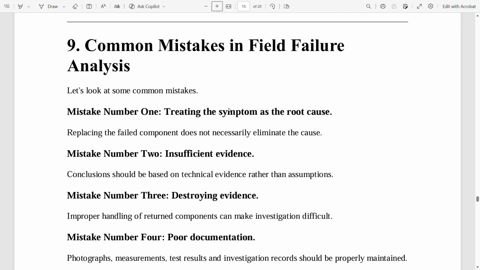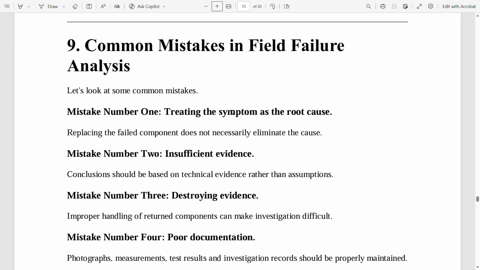Now next is common mistakes in field failure analysis. Ninth, let's look at some common mistakes. Mistake number 1, treating the symptom as the root cause. Replacing the failed component does not necessarily eliminate the cause. Mistake number 2, insufficient evidence. Conclusions should be based on technical evidence rather than assumptions.